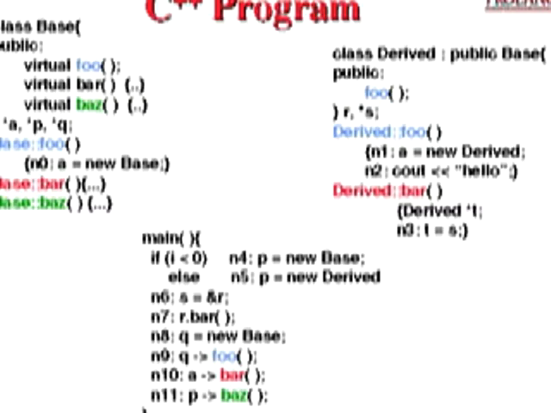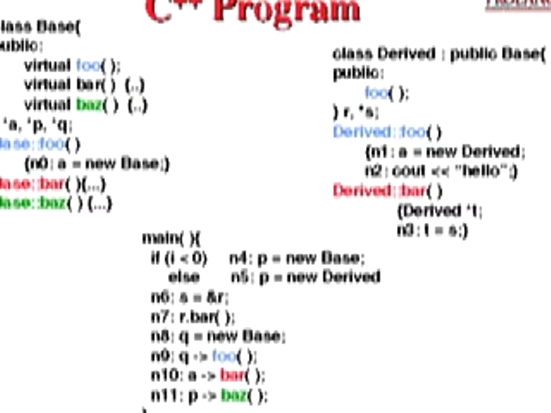So those are the kinds of information that we're able to derive from the C++ program, and C++ is just being used here as an example of the kind of object-oriented language in which this dynamic binding takes place. So it's used in other object-oriented languages too.